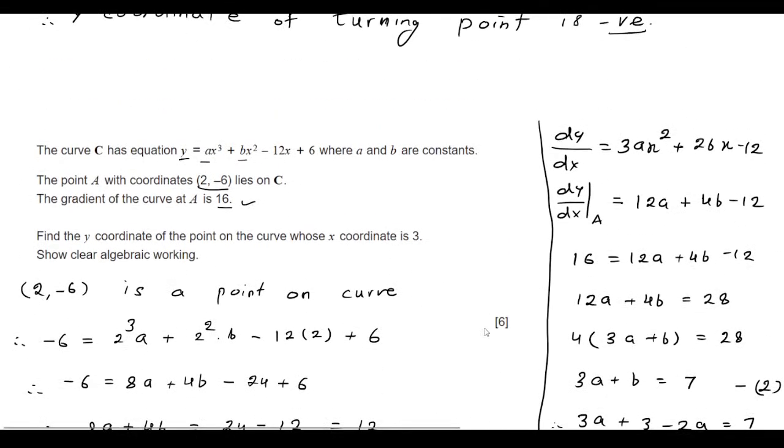So very good question. A point is given on the curve and the gradient of the curve is given at the point. And in the curve we have two unknowns. So first we have to find those unknowns and then we have to find the value of y when x is given as 3.